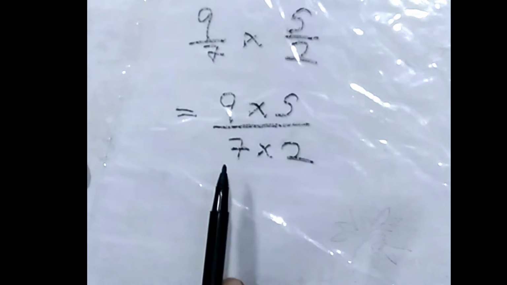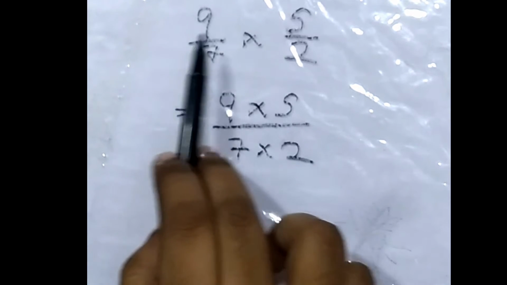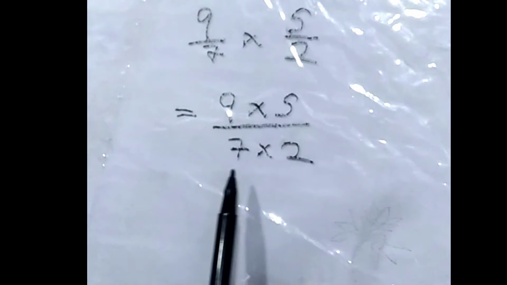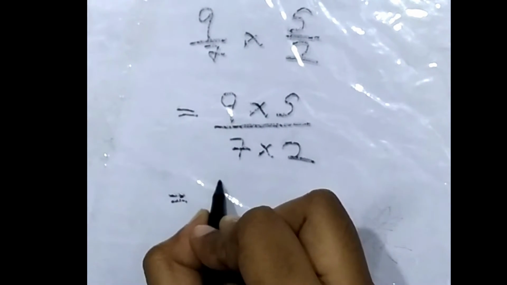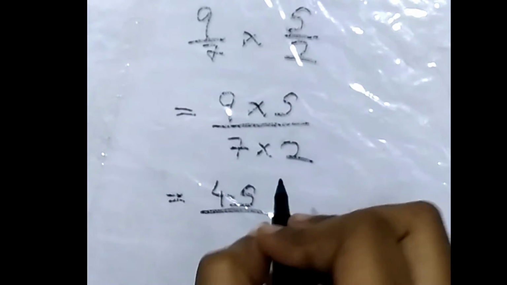So we have multiplied both the numerators and written the result in the numerator, and we have multiplied both the denominators and written the result in the denominator. So when multiplying fractions, the product of the numerators is written in the numerator and the product of the denominators is written in the denominator. 45 upon 7 2s are 14. So this is the final answer. We cannot reduce it further.